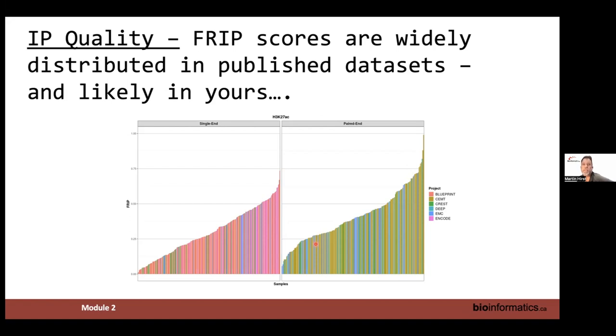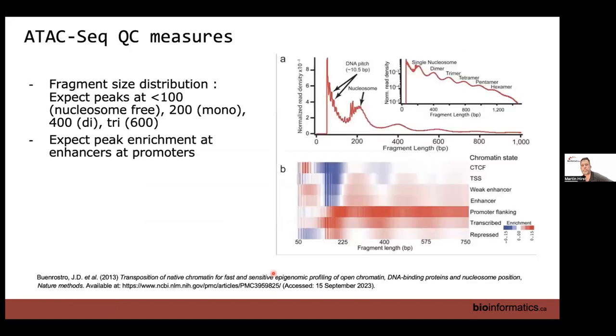But you will have to take into account, for example, if you're comparing data from a very high FRiP score to a very low FRiP score, the differences in the false negative and false positive rates of those samples. Okay, so those are the ChIP-seq quality scores, and those are the ones that we'll be computing as part of the module, so we can get into a little bit more detail as we get there.